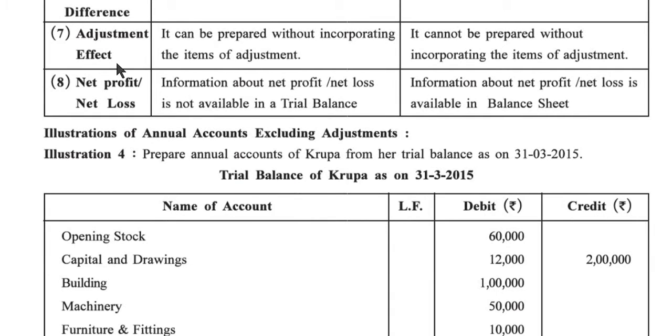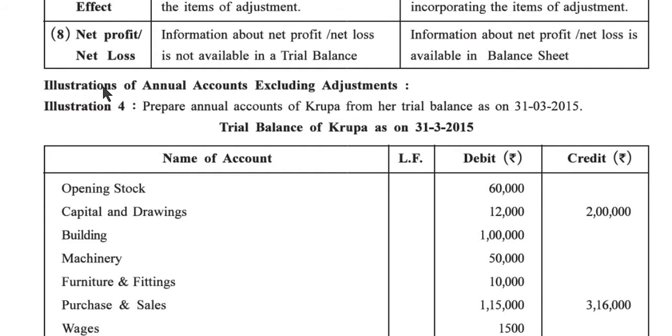Seventh one, adjustment effect. It can be prepared without incorporating the items of adjustment. In trial balance, there is no adjustment. But a balance sheet cannot be prepared without incorporating the items of adjustment. When we prepare the balance sheet, at that time all the adjustments are included in the balance sheet. Net profit, net loss. Information about net profit, net loss is not available in trial balance. Information about net profit, net loss is available in the balance sheet. If a net profit is there, then add in capital. And if net loss is there, then deduct from the capital.